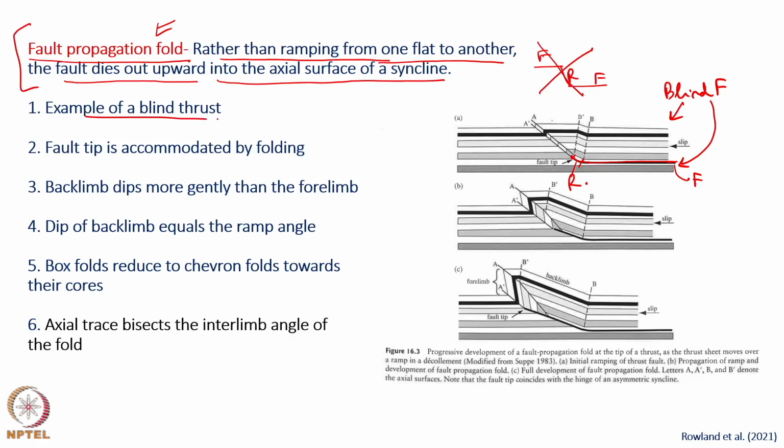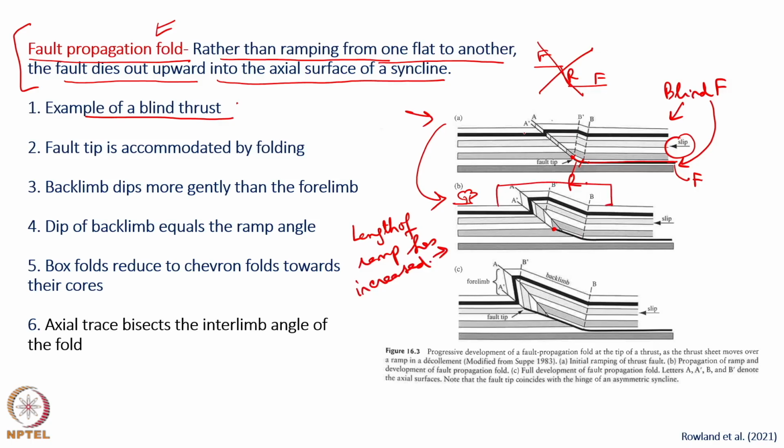This is the example of a blind thrust, but with time if the slip continues and from stage A we come to stage B, we find that the tip of the blind fault has migrated towards the earth surface. Consider this as the earth surface, we can clearly see that it has migrated. In other words, the length of ramp has increased here. As a result of this, clearly we can see that the folding has become more pronounced. Clearly, if I compare this fold and that fold, I can say that here folding has become more pronounced.